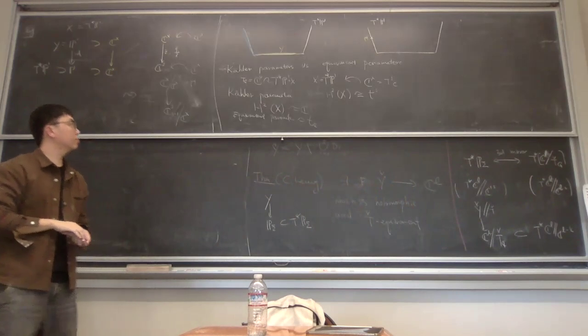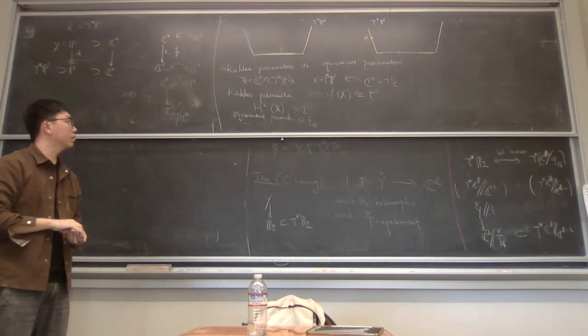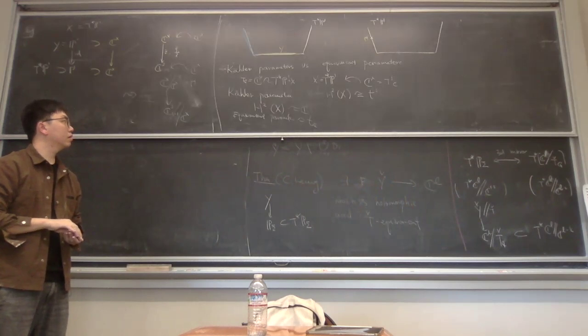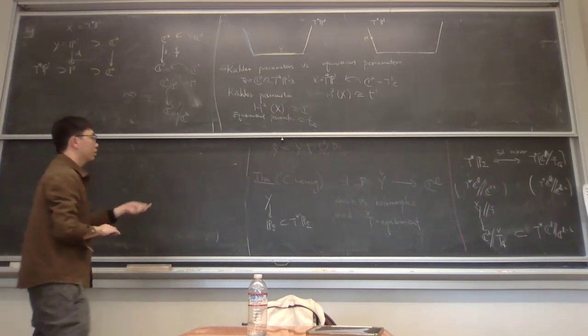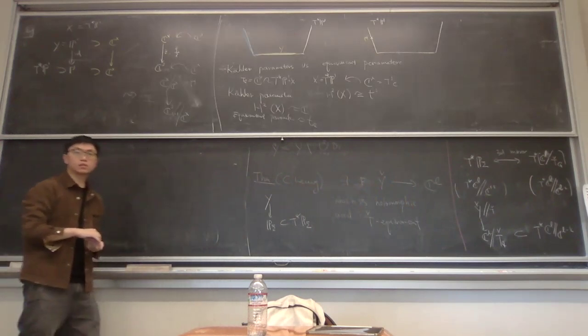So if I give you any point in the H2 of X, you can give me an everywhere non-degenerate omega, a symplectic form. Okay, yes. Cool.